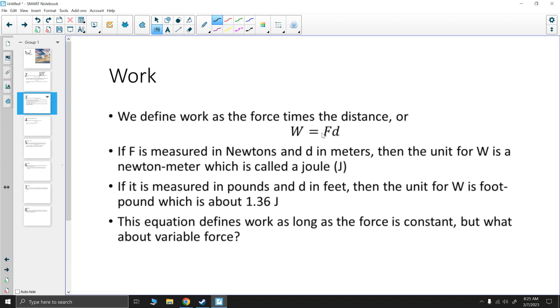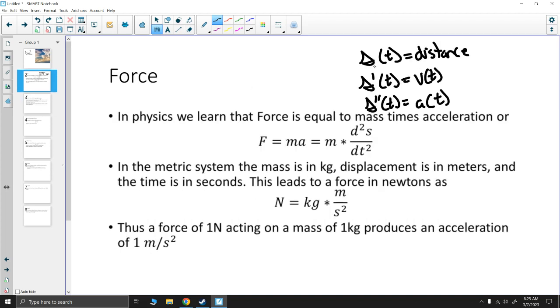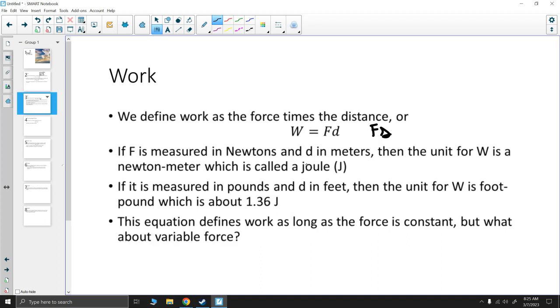When we're defining work, work is force times the distance. We sometimes write that as force times d, or force times s, which is a little more similar to our distance formula that refers to things as s. You'll see them both. If force is measured in newtons and distance is in meters, then the unit for work is newton meters, or joules, which is more common. If it's measured in pounds and feet, then it's foot pounds, and a foot pound is about 1.36 joules.